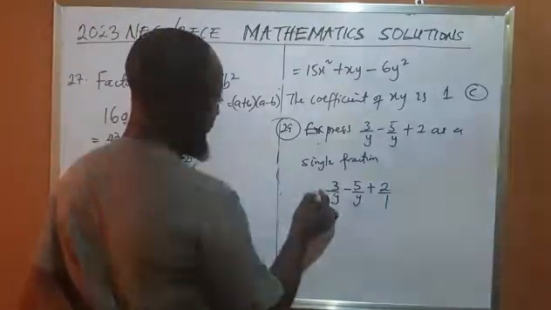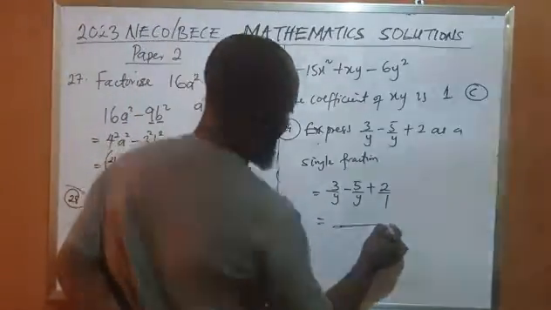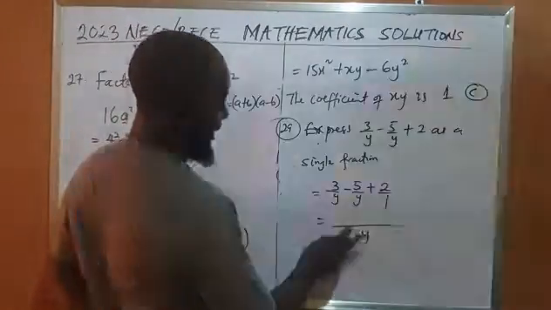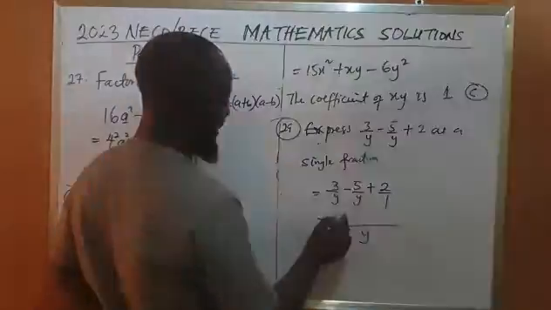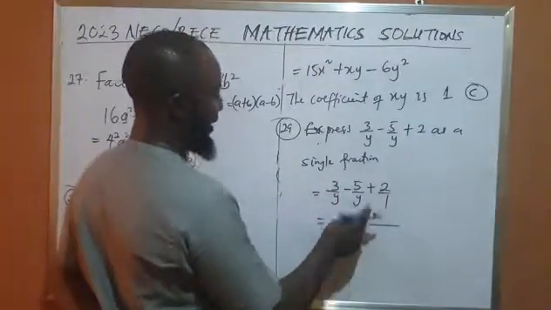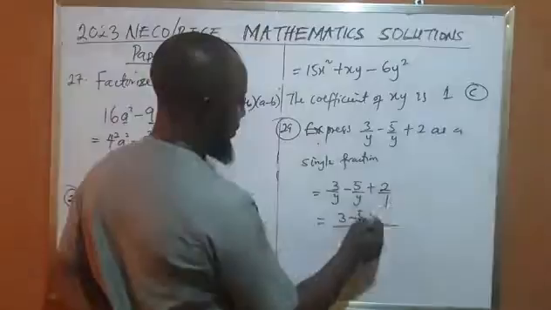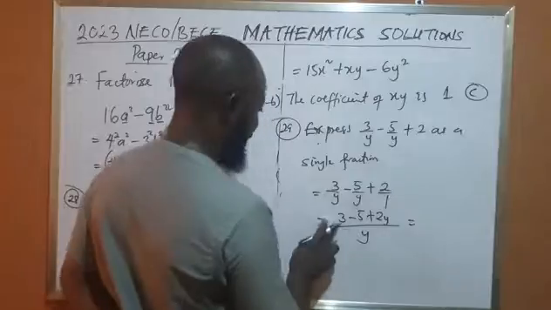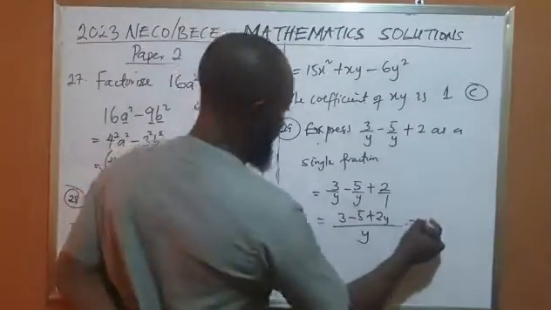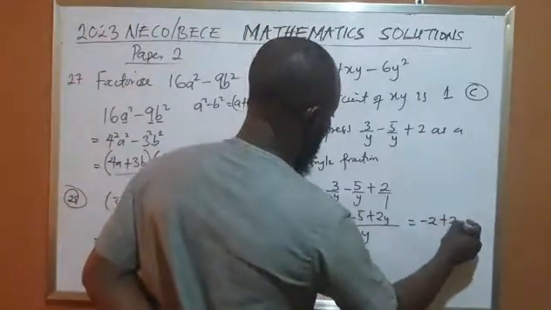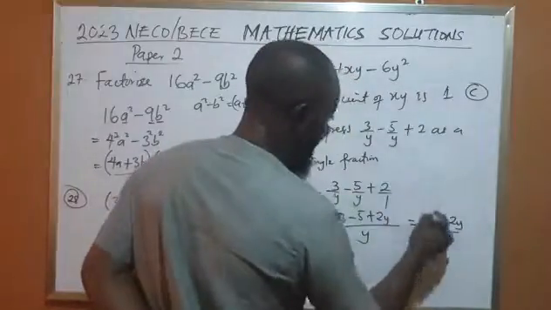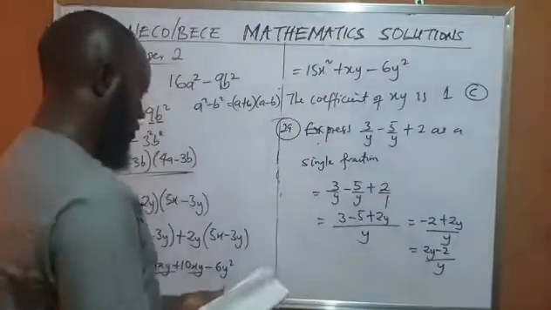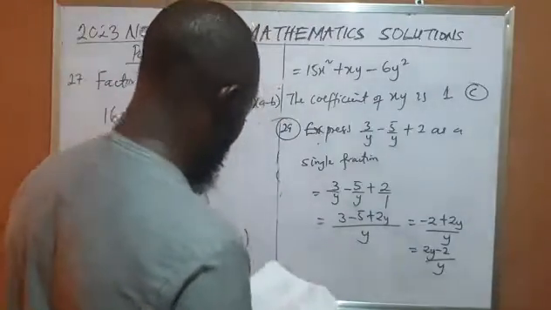So what we're going to do now is find the LCM of the denominators, which is going to be what? y. So y into y is 3, that is 1 times 3, that is 3, minus y into y 1 times 5, that is 5, plus 1 into y is y times 2y, that is 2y. So we're going to have 3 minus 5, which gives minus 2, plus 2y all over 1. Which we can write as 2y minus 2 over 1.